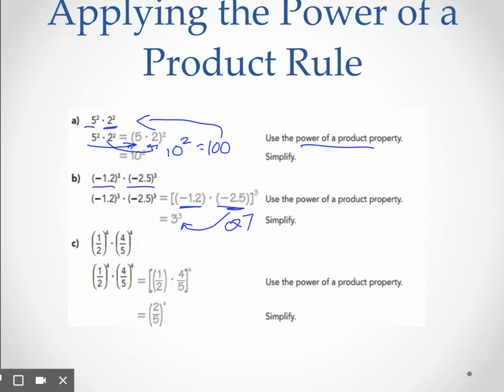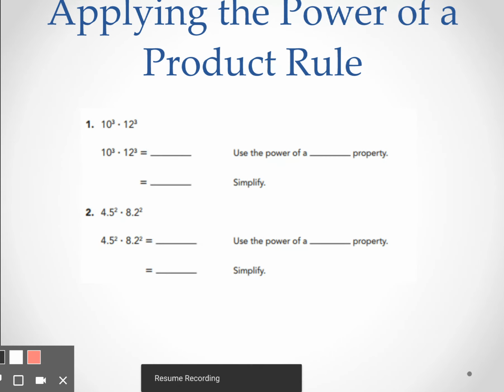The same works here for fractions. 1/2 to the fourth power times 4/5 to the fourth power. Because our exponents are both 4, I can multiply our fractions first. 1/2 times 4/5, which would equal 4 tenths to the fourth power, and they simplified 4 tenths down to 2/5 to the fourth power. So let's do some practice here, applying that power of a product rule.